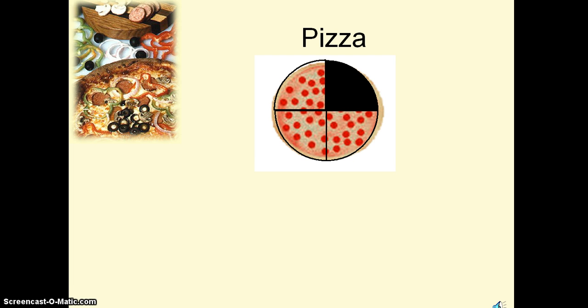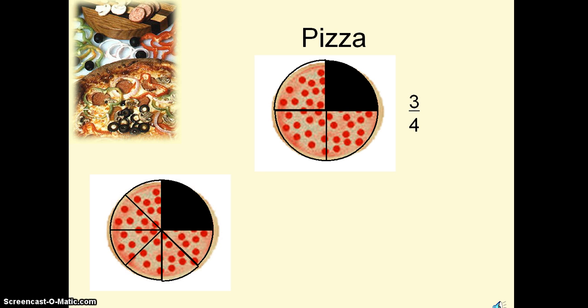But right now, let's just look at this pizza. The pizza was cut in 4 pieces. There were 3 pieces left. So we have 3/4 of the pizza left.